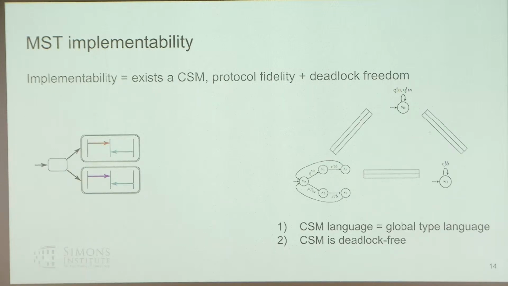So the question of realizability for these global types, which we call implementability, is for a given global type, whether there exists an implementation in the form of a communicating state machine, such that the language that is recognized by the communicating state machine matches the language that is specified by the global type. And in addition, we would like the communicating state machine to be deadlock-free.